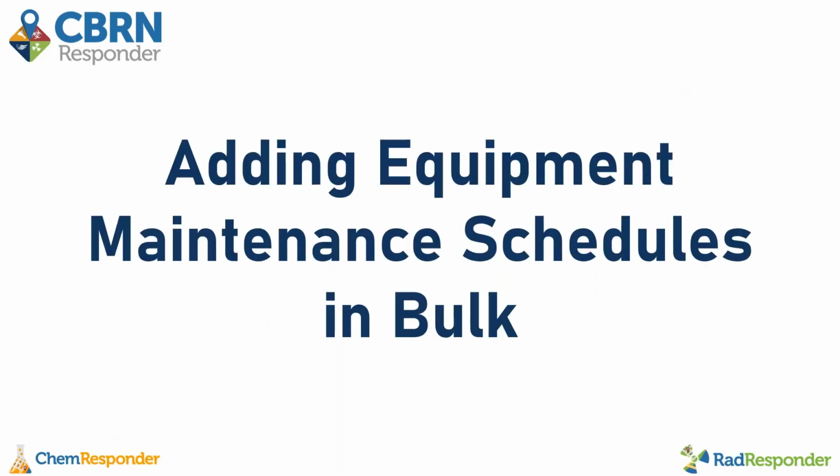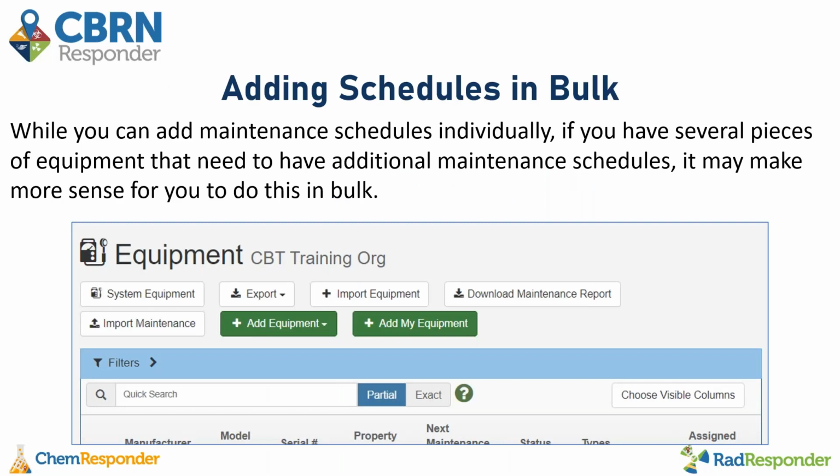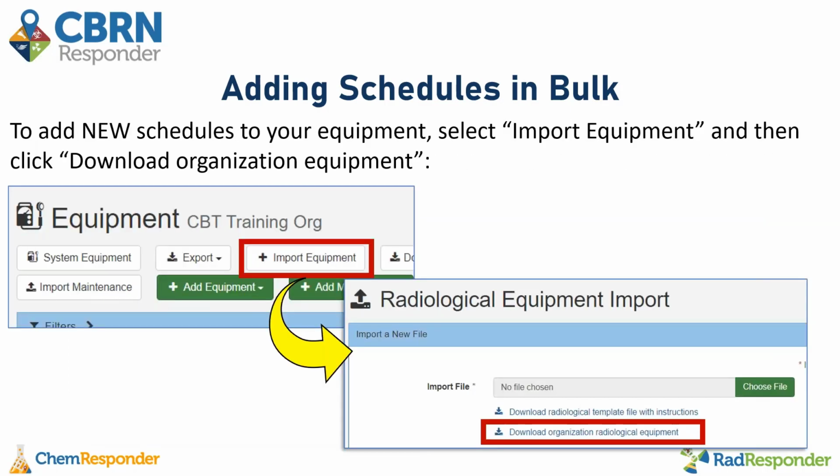You can also add equipment maintenance schedules in bulk. While you can add them individually, like I just showed you, if you have several pieces of equipment that need additional maintenance schedules, it's going to make a lot more sense for you to do this in bulk, especially if you have hundreds or dozens of pieces of equipment. From your equipment page in your organization space, you will click that Import Equipment button. And then from here, you'll be brought to this radiological or chemical equipment import, depending on which hazard type you're working with. And you'll click Download Organization Equipment.